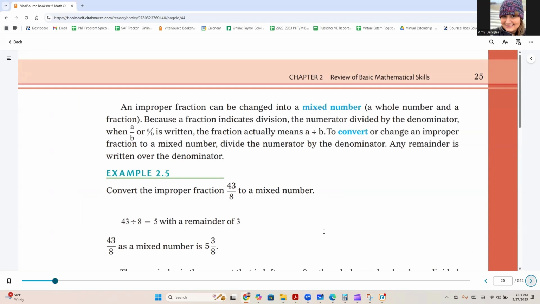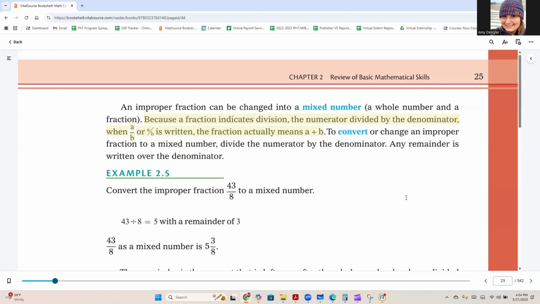An improper fraction can be changed into a mixed number, a whole number and a fraction, because a fraction indicates division. The numerator is divided by the denominator when A over B or A/B is written. The fraction actually means A divided by B. So that's something really important to remember, and I'm just going to highlight it because we're going to use that a lot in our calculations further along.